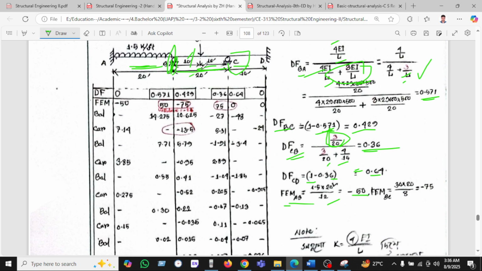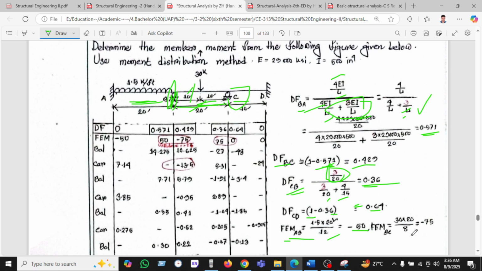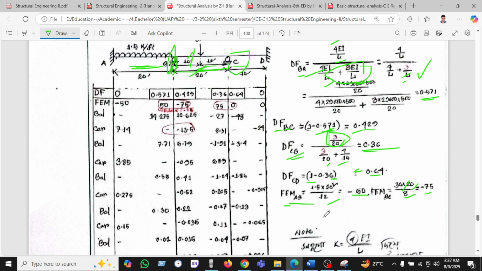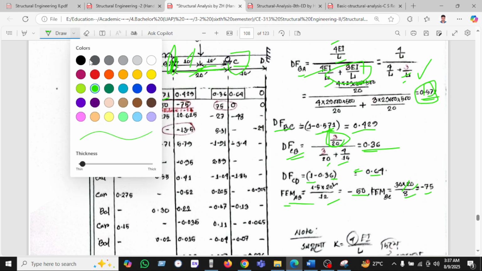And for the pin support we found the fixed end moment as PL by 8, where P is 30, L is 20, divided by 8, giving 75. So in this case we have taken the distribution factor here as 0.57, and this is 0.57 here. If I change the color it will be easier for you.